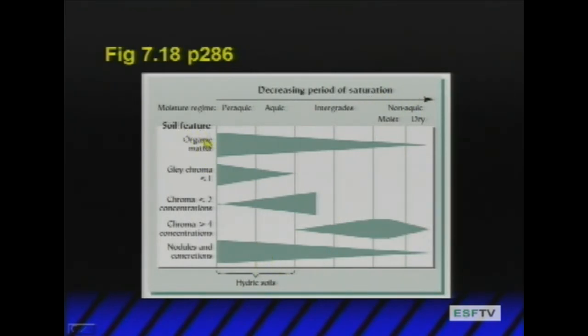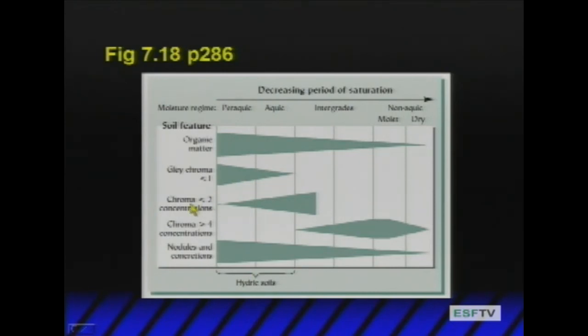Organic matter is a soil feature, and we have paraquic and aquic, these very wet moisture regimes. Organic matter is very high in hydric soils. And this is Gley chroma, chroma less than 1. We talked about reduced conditions at chroma less than 2, so Gley is even grayer, less than 1. Remember the lightness chart and the chroma chart? When you have a very low chroma in those left-hand columns, those are hydric soils.